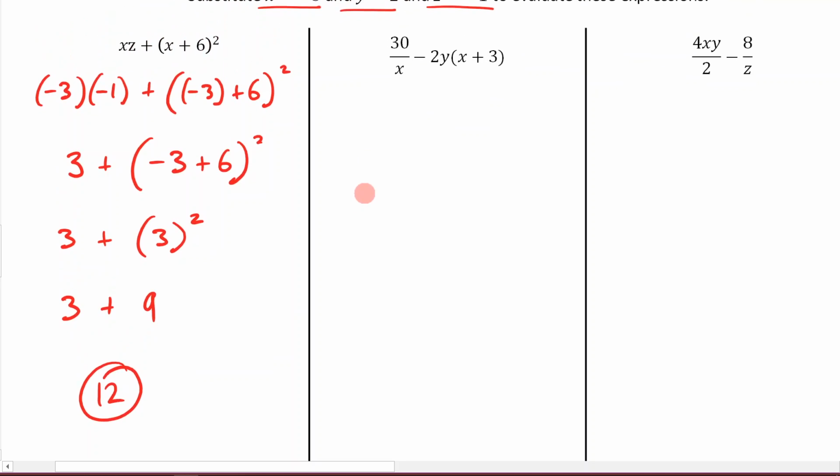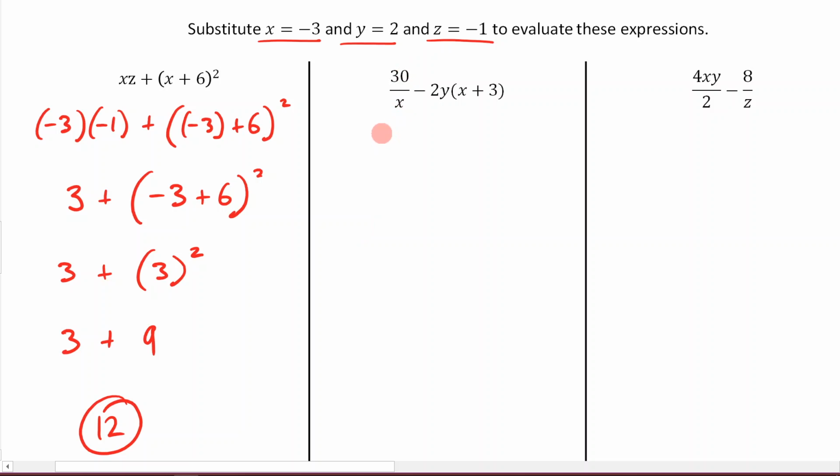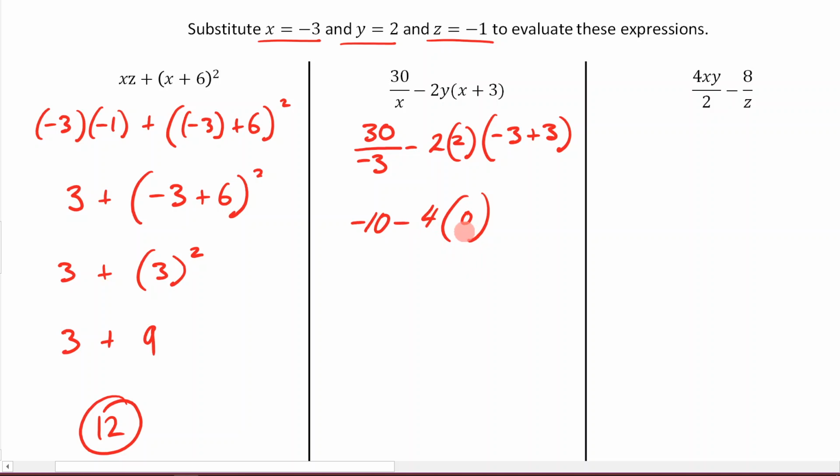And as you can see, there were quite a few steps. You just have to be careful with it. Okay, this one right here is going to be 30 over, now x is negative 3, minus 2, y is 2, close the brackets, open the brackets, x is negative 3 plus 3. Okay, so 30 over negative 3 is going to be negative 10 minus 2 times 2 is 4. Open my brackets. Negative 3 plus 3 is 0. 4 times 0 is just 0. So that means that this whole thing is just going to go away. I'm just going to be left with negative 10.